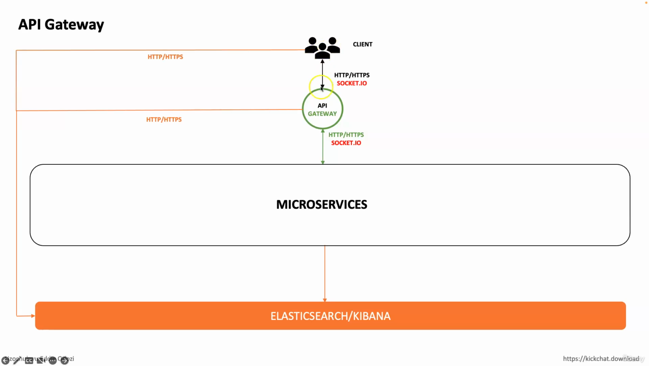The API gateway will connect to our Elasticsearch Kibana instance. It will likely also connect to Redis, even though it's not displayed in this diagram. And I don't think the API gateway is going to connect to our event-driven system, RabbitMQ, because mostly the communication will be HTTP based. But it's going to connect to our Elasticsearch Kibana. So that is how the API gateway implementation will be.